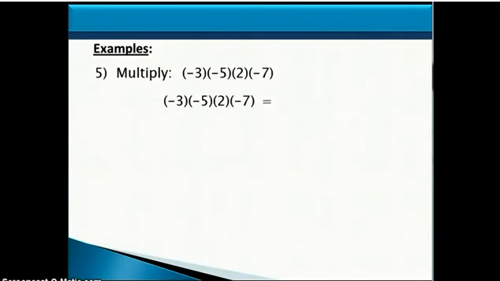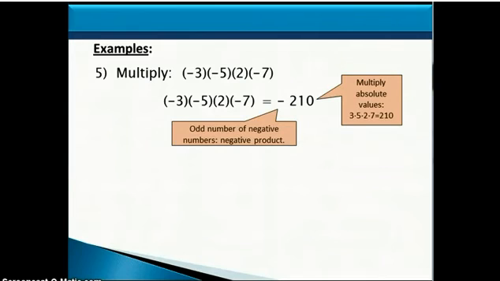Let's look at some examples. For this next example, we're multiplying negative 3 times negative 5 times positive 2 times negative 7. First we multiply their absolute values together, and we get 210. And then because we have an odd number of negative numbers, we have 3 negatives, we know that the product is negative. So our answer is negative 210. See how that works?